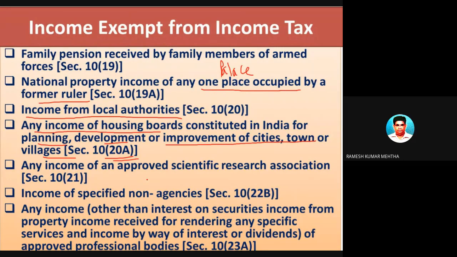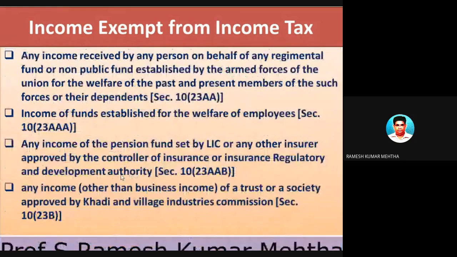In the same way, income of specified agencies is exempted from tax under section 10(22B), sorry. Any income of an approved scientific research organization or association is also fully exempted from tax under section 10 subsection 21. In the same way, I will take up some of the important items which fall under the category of incomes which are exempt from tax.